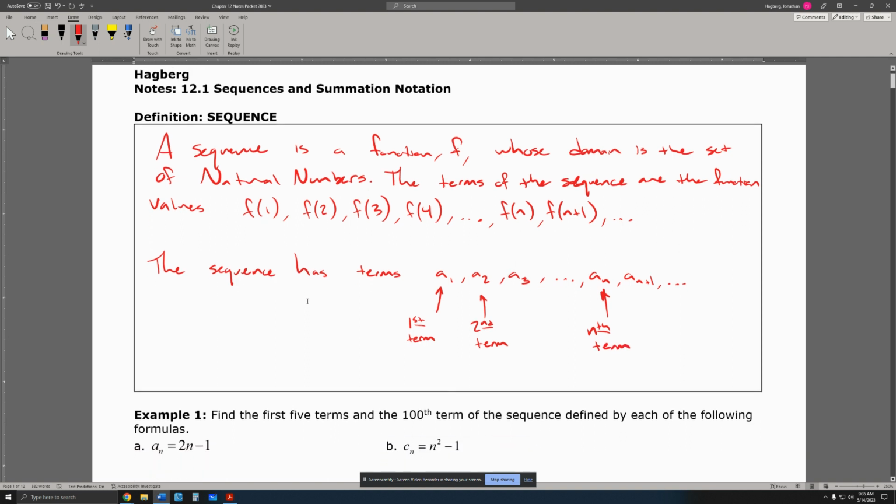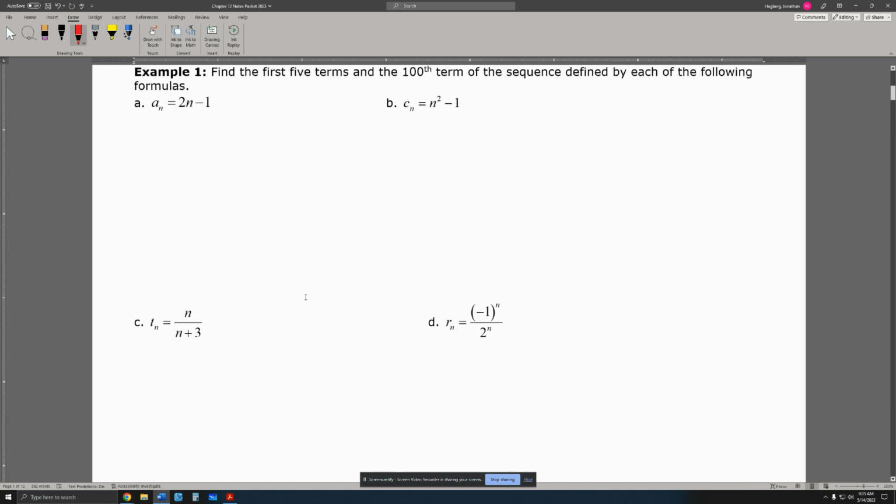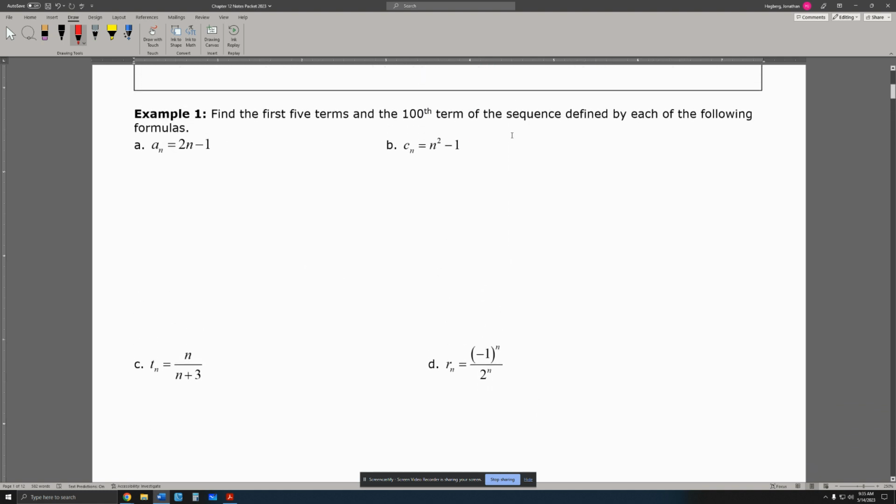So let's go ahead and try a few examples. Example 1. Find the first 5 terms and the 100th term of the sequence defined by each of the following formulas. So we'll start with an equals 2n minus 1. To find the first term, we're going to plug in 1 in for n. And so we have a1 is equal to 2 times 1 minus 1, which is equal to 2 minus 1, or 1. Plugging in 2, we get a2 equals 2 times 2 minus 1, and that is equal to 3. Plugging in 3, we have 2 times 3 minus 1, that's equal to 5.